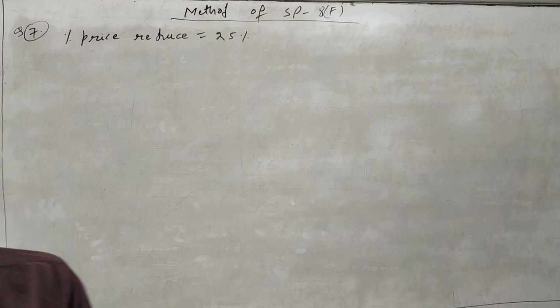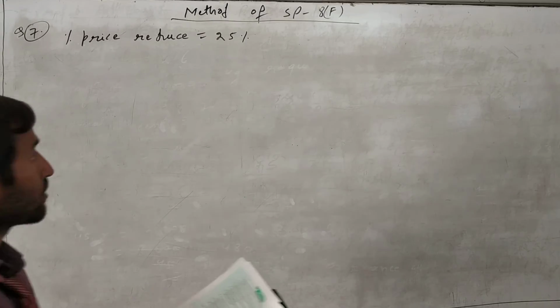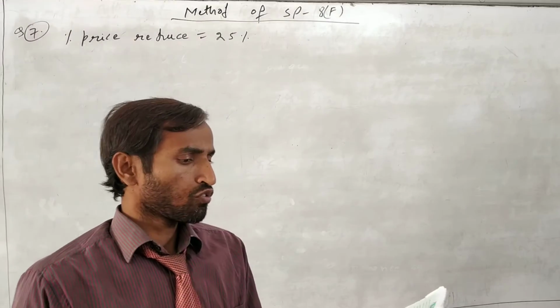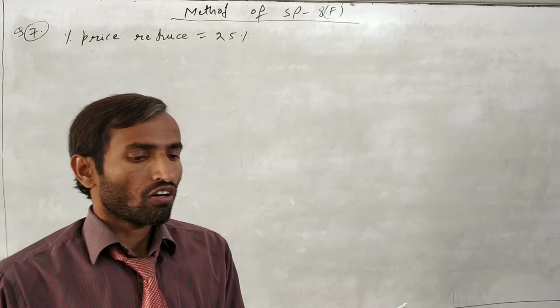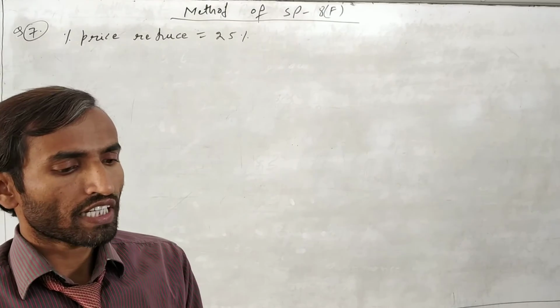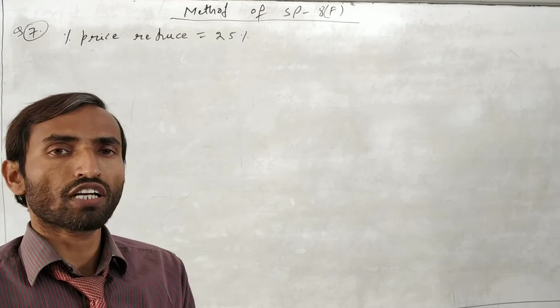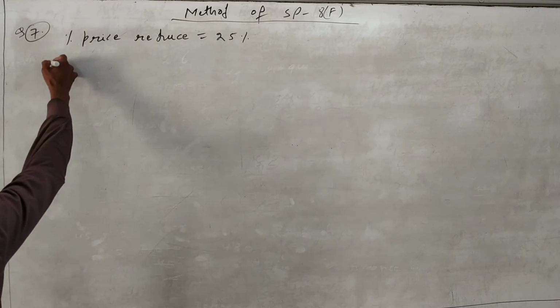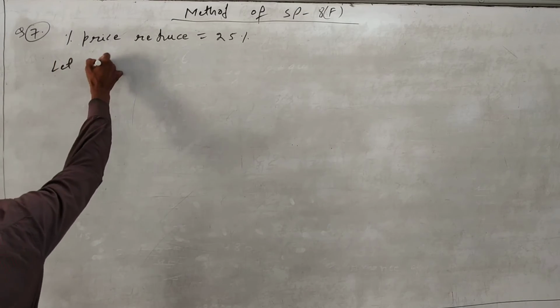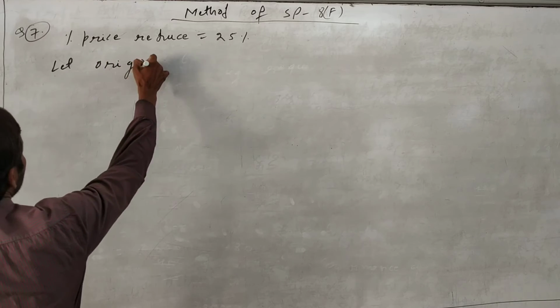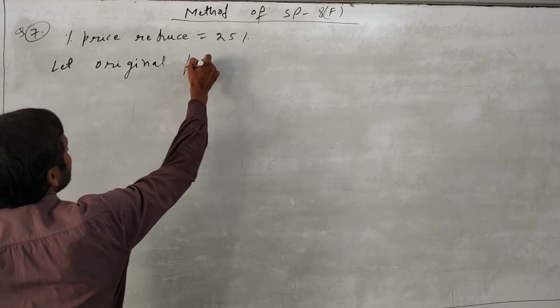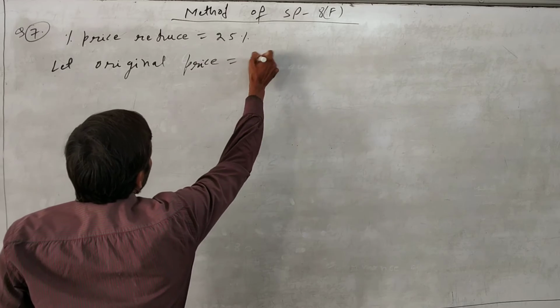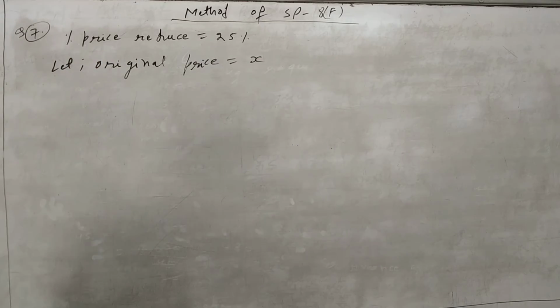So in the question, it is given that the price is reduced by 25%. We have to find what percent we should increase so that it will retain the original price. First of all, you have to suppose the original price. Okay, so let the original price be equal to x.